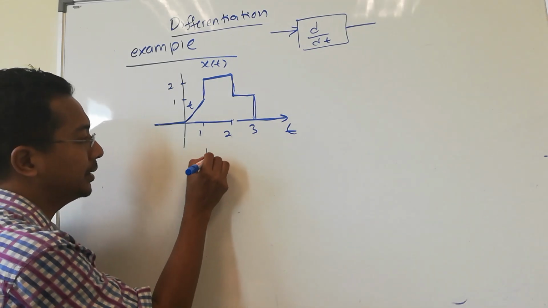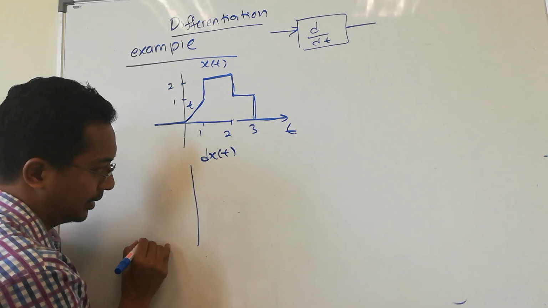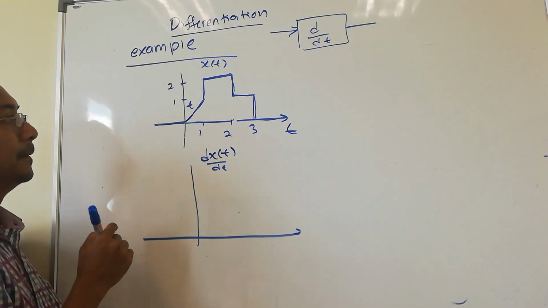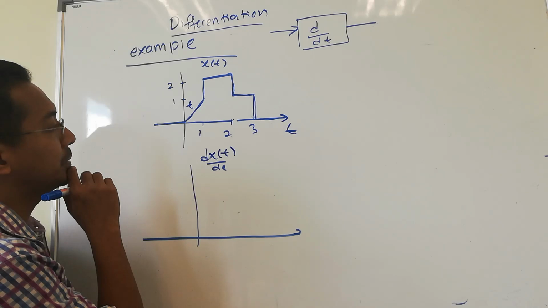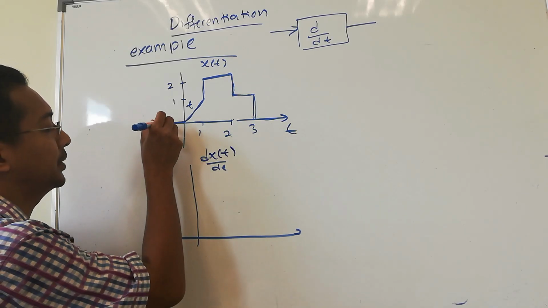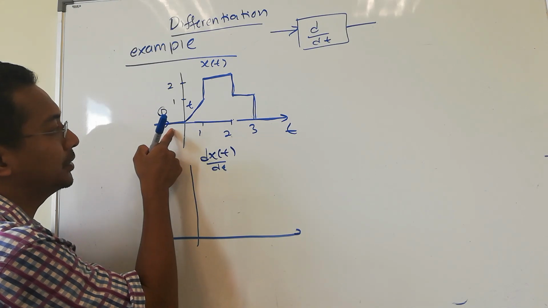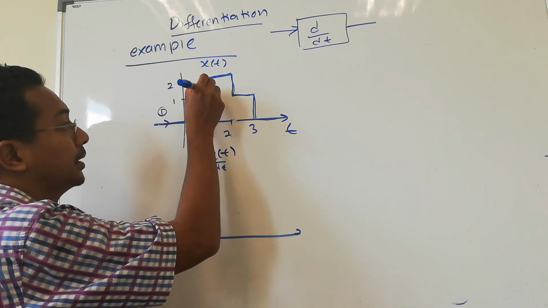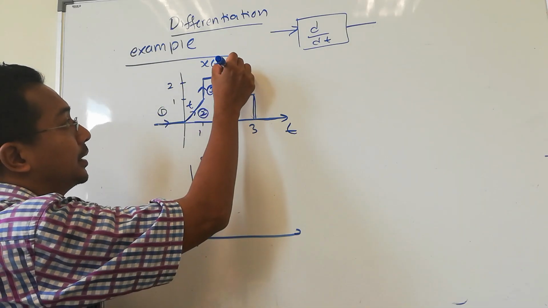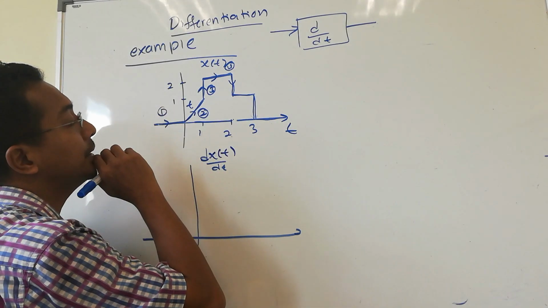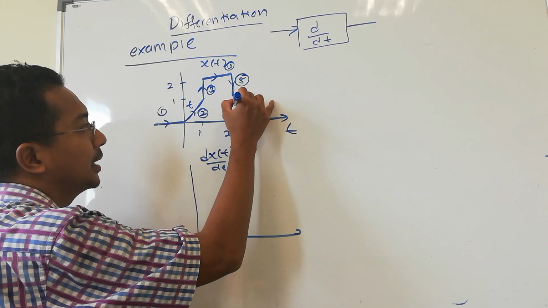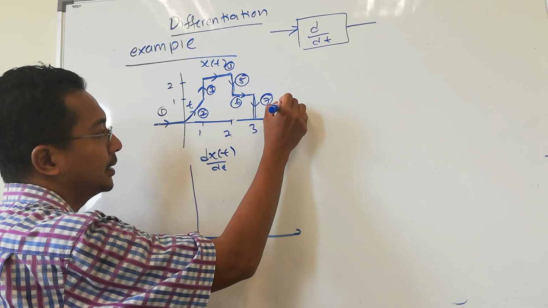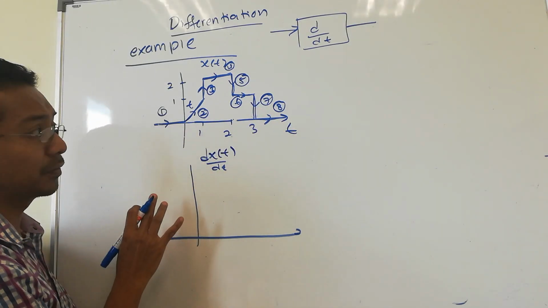You need to find dx(t)/dt. This is what we want to find. First, like previously, you need to create sections based on the graph. For example, this is the first section, which starts from 0. Then the graph goes up, and that is the second section, then the third section, the fourth, the fifth, the sixth, the seventh, and the eighth section. So you have eight sections for this graph.